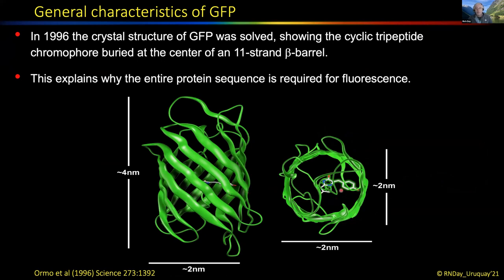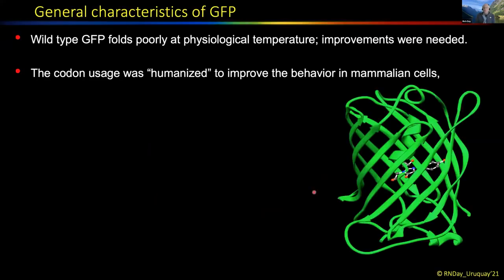And in the center of that beta barrel is a cyclic tripeptide that is the chromophore for GFP. And this beta barrel has to form in order to position this chromophore within the center of the barrel. And so that explains why you need the entire protein in order to be fluorescent. So very early on, investigators realized that this protein that's adapted for the cold waters off the northwest coast of North America behaved very poorly inside living cells. It doesn't like to be at physiological temperatures, so improvements were needed.